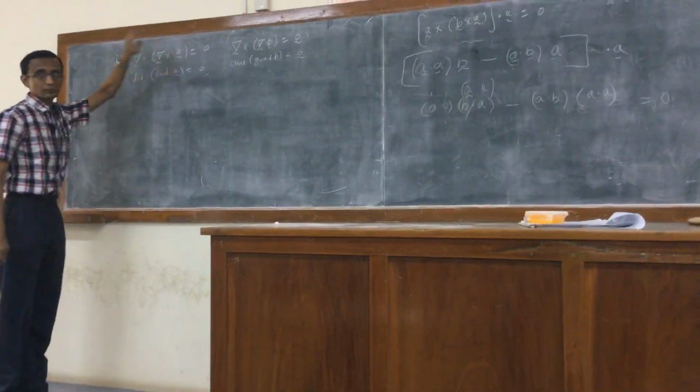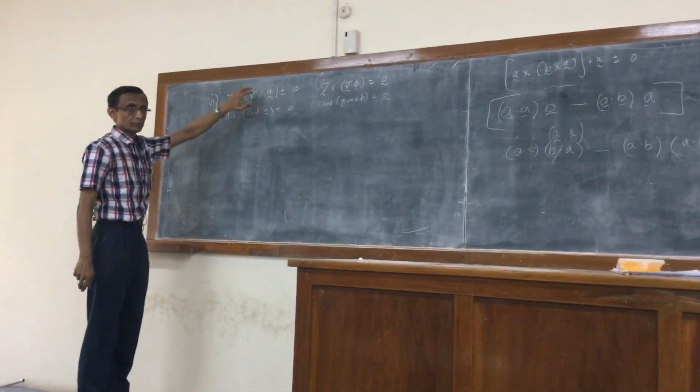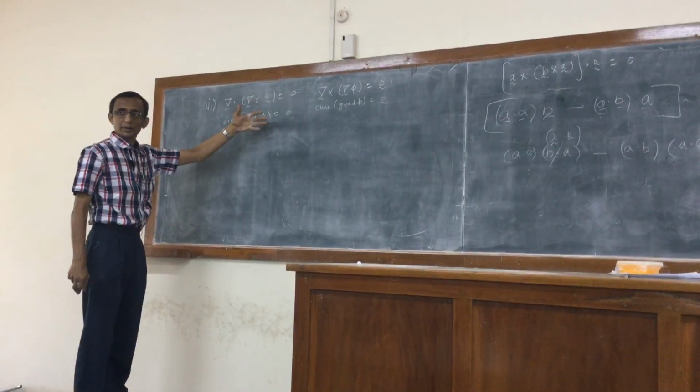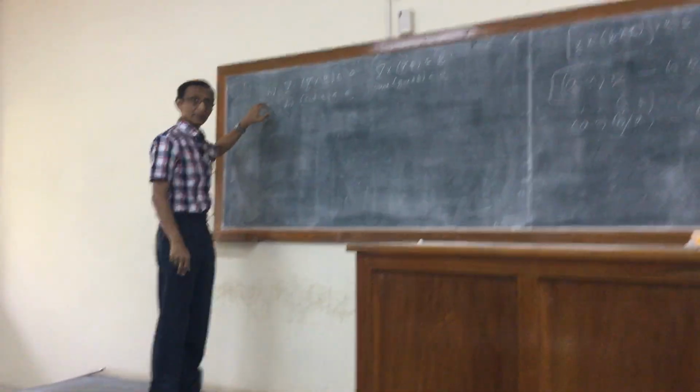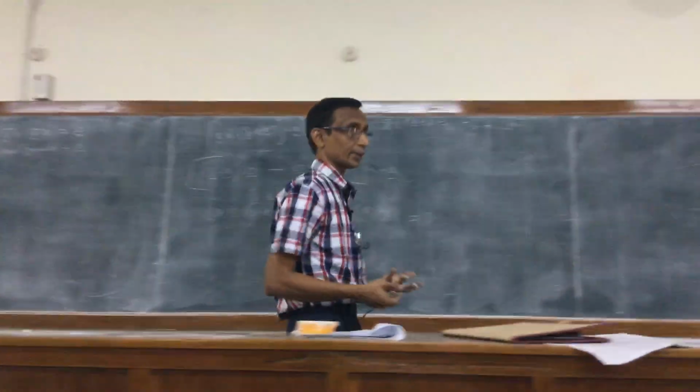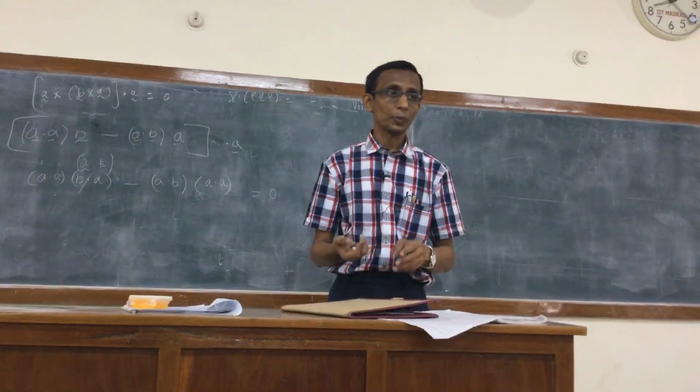And this is another identity. What it says is take the curl of any arbitrary vector, and take the divergence of the vector that comes out of that. The result will be 0. We have to prove this.